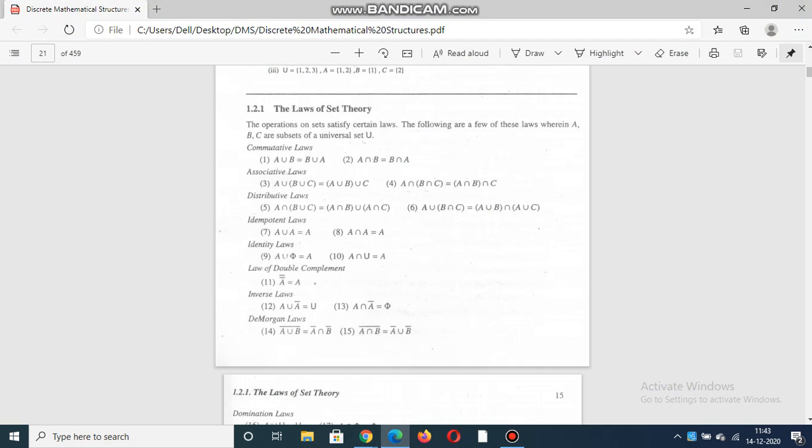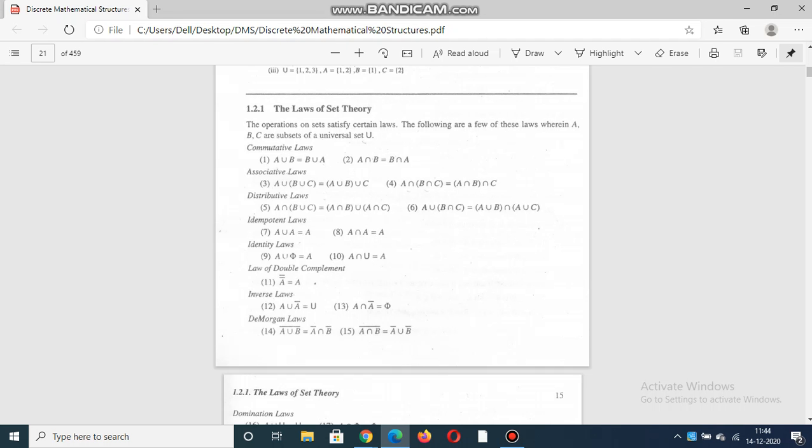One is the commutative law. It explains that A union B is equal to B union A, or A intersection B is equal to B intersection A. If you have A equal to {1, 2, 3} and B is {4, 5, 6}, then A union B gives {1, 2, 3, 4, 5, 6}, and B union A also gives {1, 2, 3, 4, 5, 6}, so both are the same. That's why the commutative law says that A union B is equal to B union A. Same for the second one, A intersection B is equal to B intersection A.